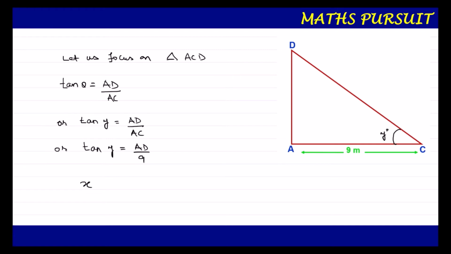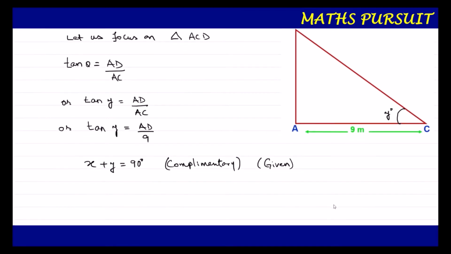So I can write angle X plus angle Y will total 90 degree, which is complementary. That is being given in the question. For that reason we wrote X plus Y is equal to 90 degree. So now, if you look here, X plus Y is equal to 90 degree, or in other words, I can say Y is equal to 90 degree minus X.